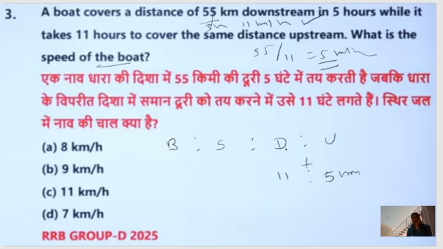We add the downstream and the upstream upon 2. So 11 plus 5 is 16 and 16 upon 2 is 8. So 8 is my answer. And 8 plus 3 is 11. So the stream speed is 3 and the boat speed is 8. Move on to the next question.